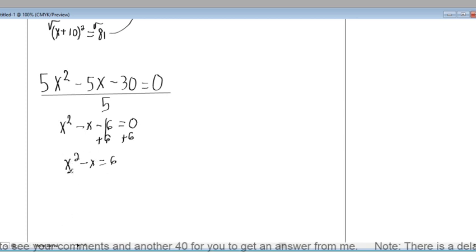And now to make this a perfect square trinomial, I need to take half of this number and square it. So half of 1 is 1/2. 1/2 squared is 1/4. So we need to add 1/4 to both sides.